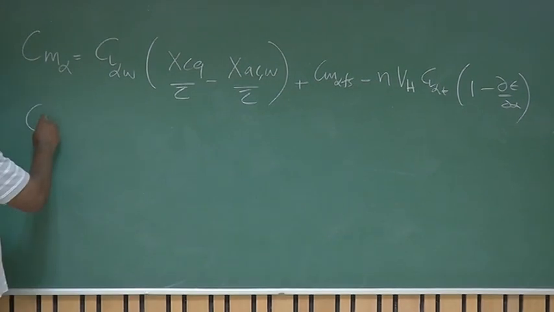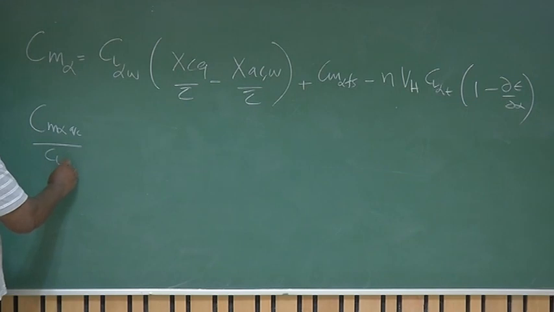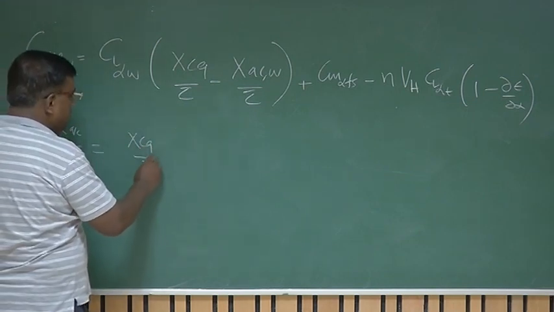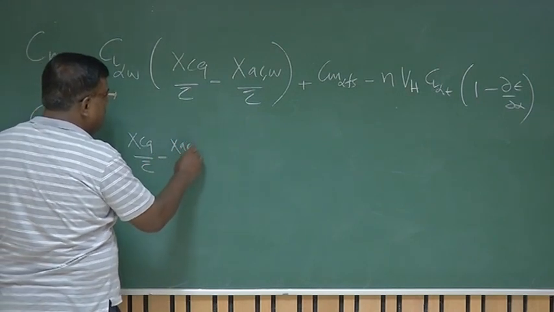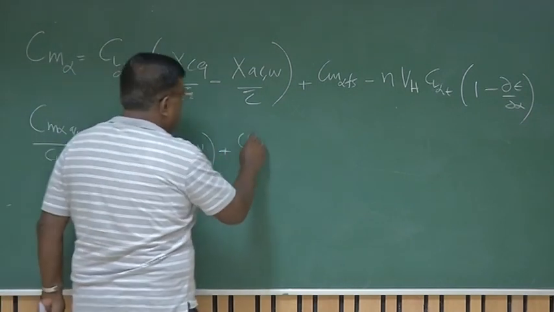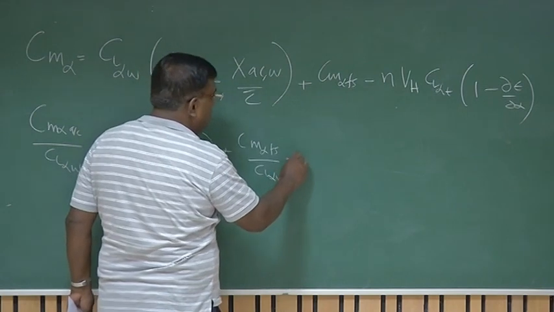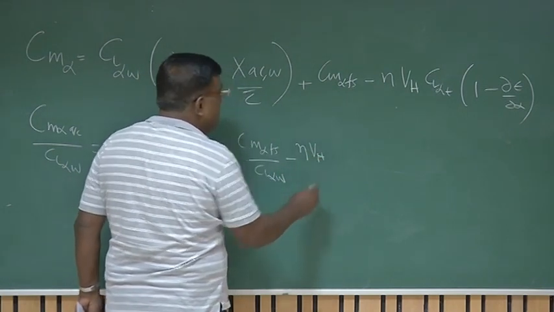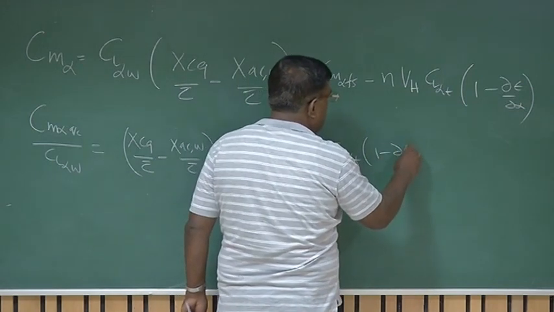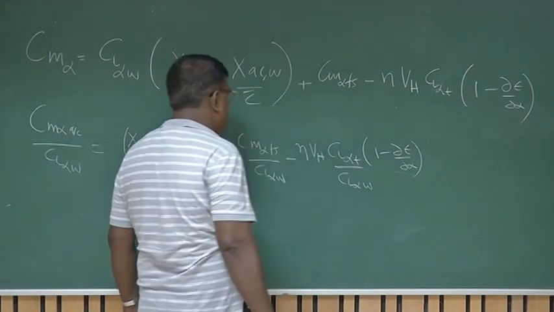So what we'll have? I have Cm alpha of the whole aircraft by CL alpha wing. This is equal to xCG by C bar minus xAC wing by C bar plus Cm alpha fuselage by CL alpha wing minus eta VH CL alpha tail into 1 minus d epsilon by d alpha divided by CL alpha wing. Okay.